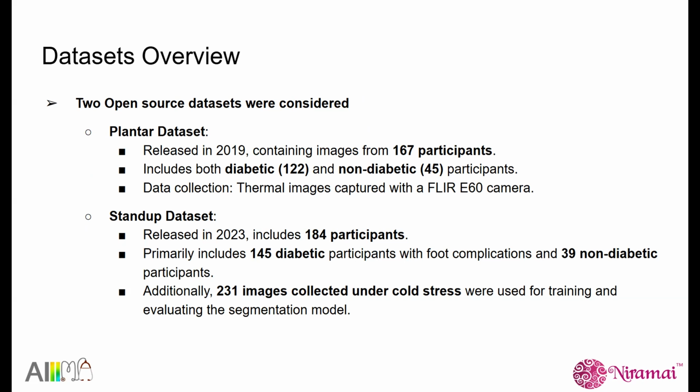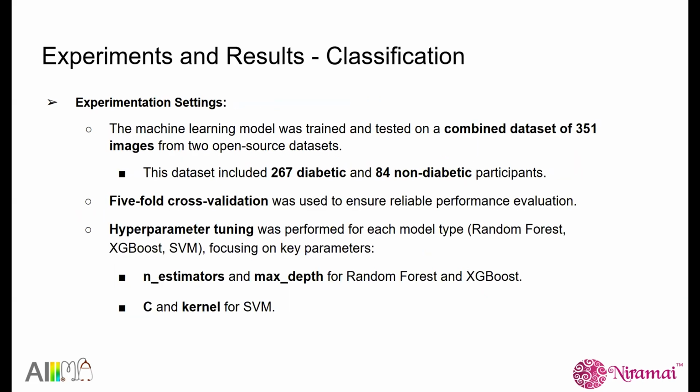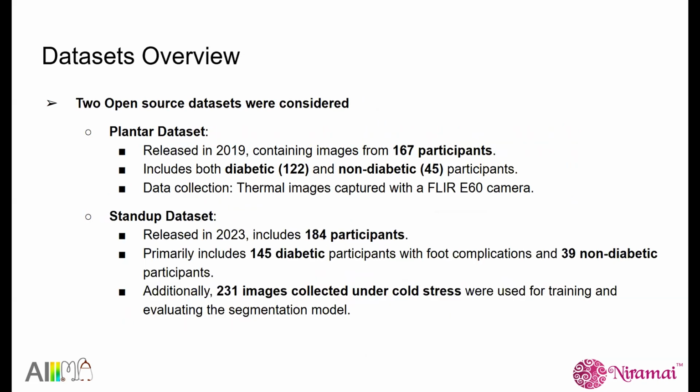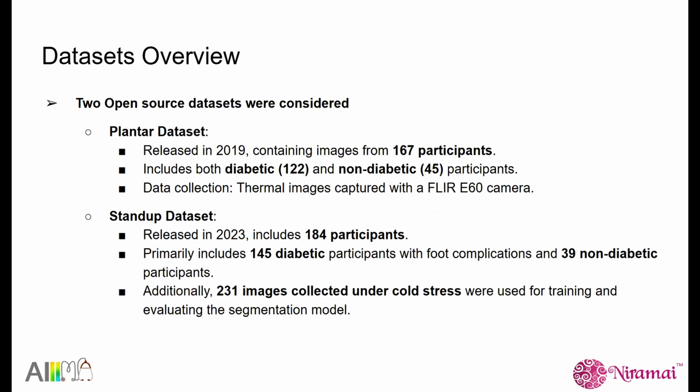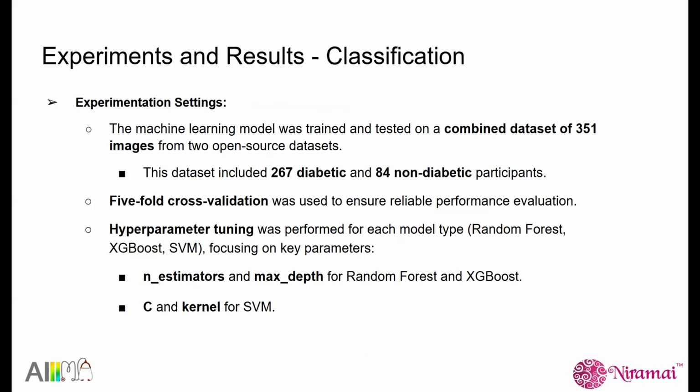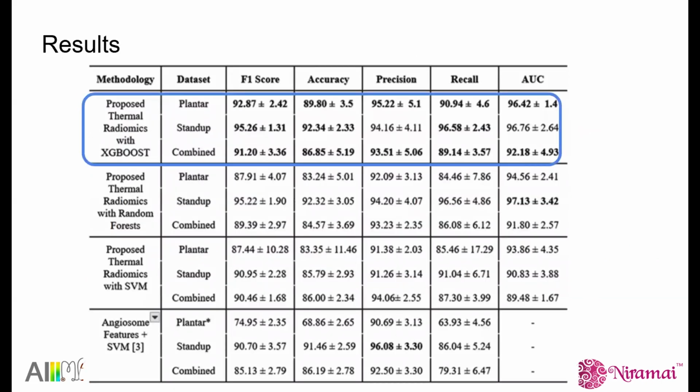From Manas, it says, why were 10 radiomic features chosen? Why are these 10 features chosen? Yeah, so we have actually experimented with other features as well, like GLCM based features. We also tried out neural network based features. What we found is that these features, which have been proven effective for breast cancer, have also worked across the datasets, like the plantar data set, the stand up data set, and even the combination. This worked much better compared to the rest of the features we tried out. That was the reason to go forward with it.